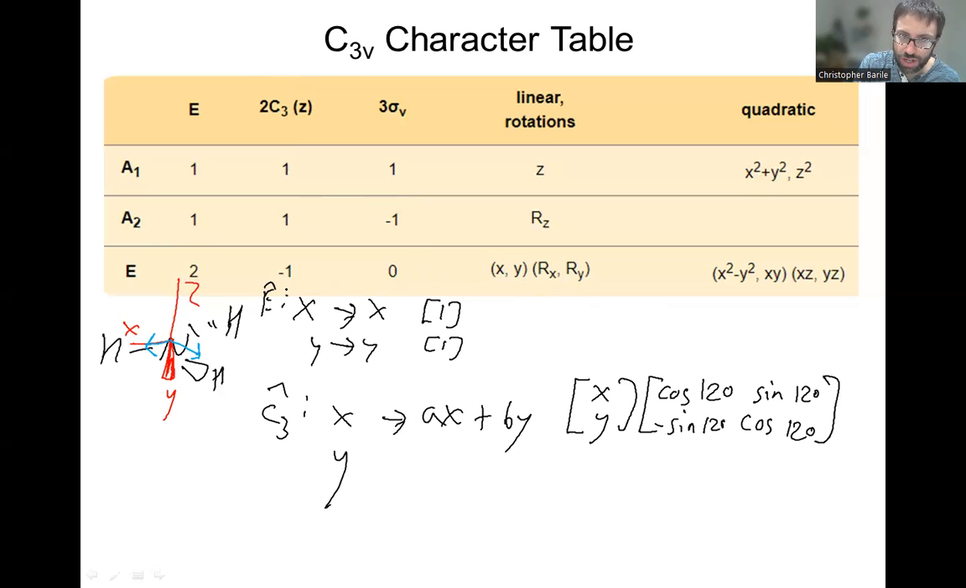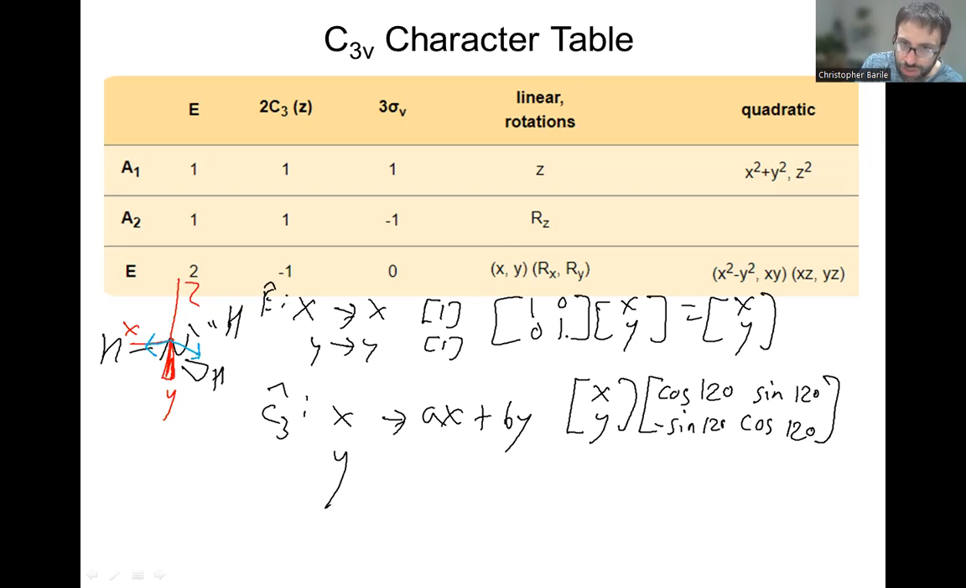So for the identity, we know x goes to x, y goes to y. And so the 2x2 matrix is going to be the identity matrix. 1's across the diagonal, 0's on the off diagonal. It takes a 2x1 matrix, x and y, and goes into x and y. And what we do is we take the trace of this, right, sum across the diagonals, 1 plus 1 equals 2. And that is going to be the character of E. So we got a 2 there.